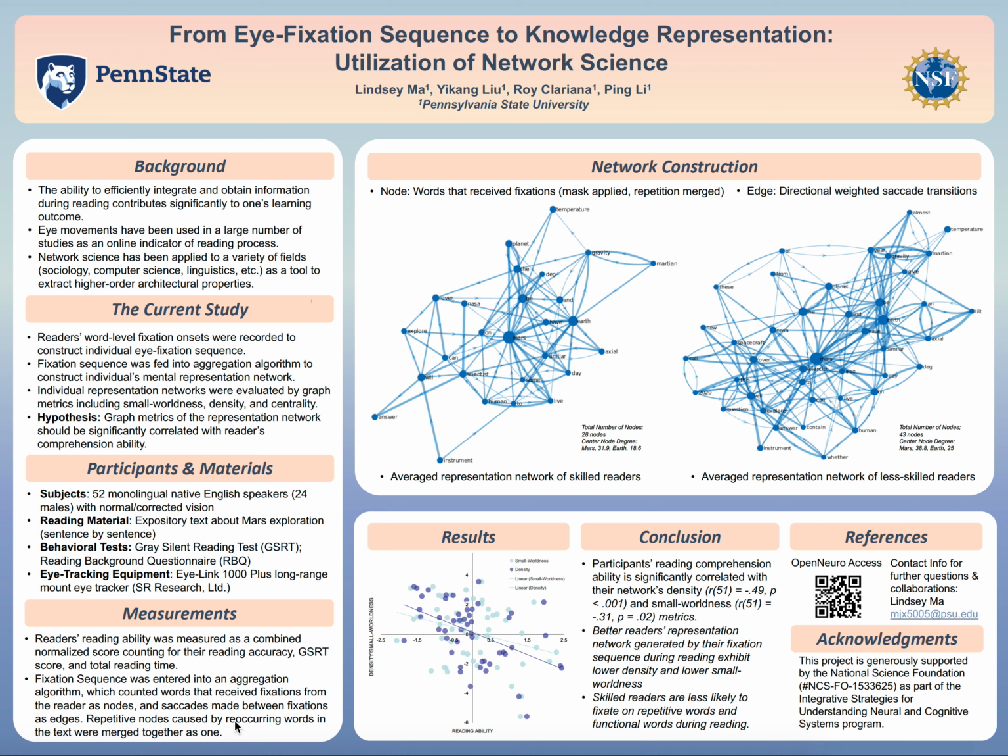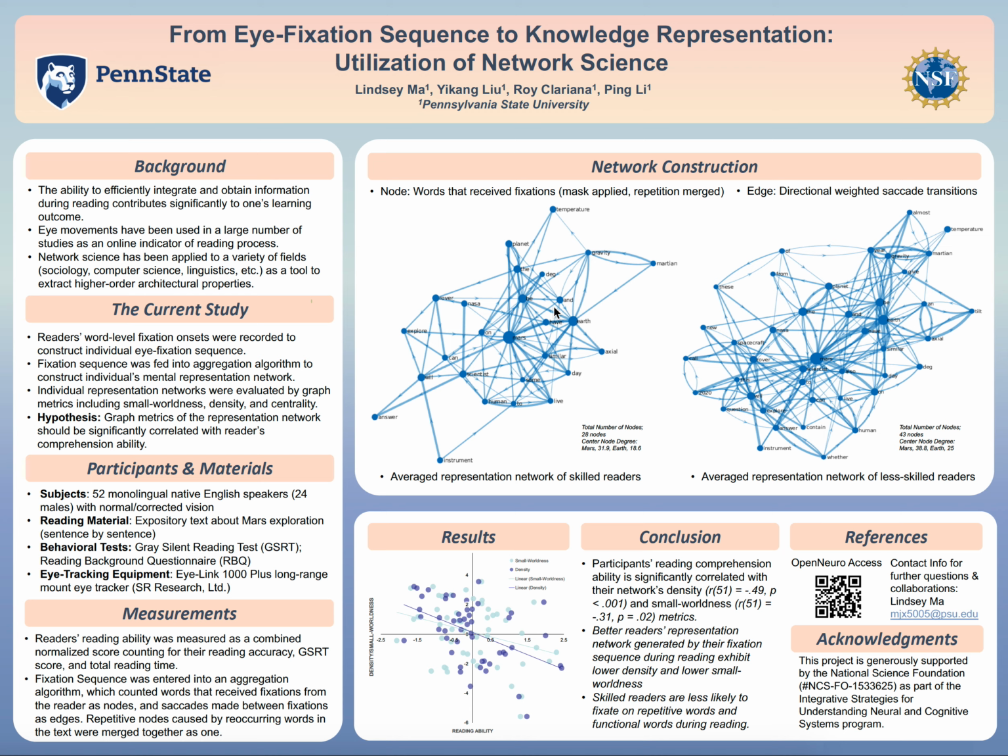So for the fixation sequence, what we did was that we entered it into an aggregation algorithm, and we counted every word a specific reader looked at as a node. And then for the edges, every saccade that they made during reading was counted as an edge in the graph. And repetitive nodes caused by recurring words in our text were merged together as one. And these are what we get as the representation networks.